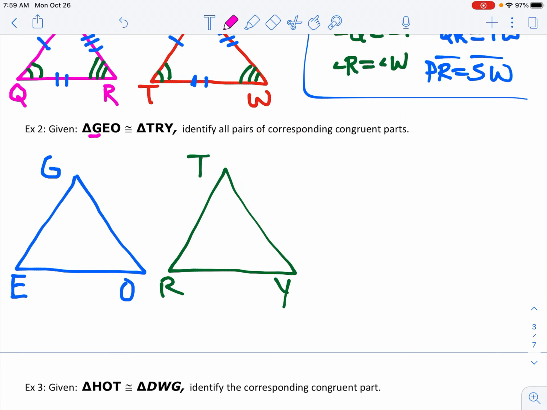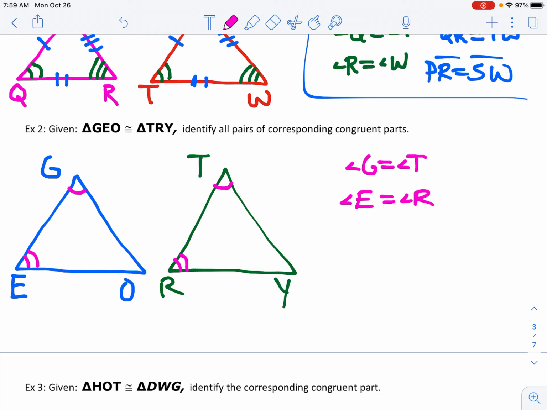All right, let's mark angles. G goes with T. Angle G equals angle T. All right, let's slide over. E then would go with R. 1, 2, 1, 2 to show they go together. Angle E is equal to angle R.